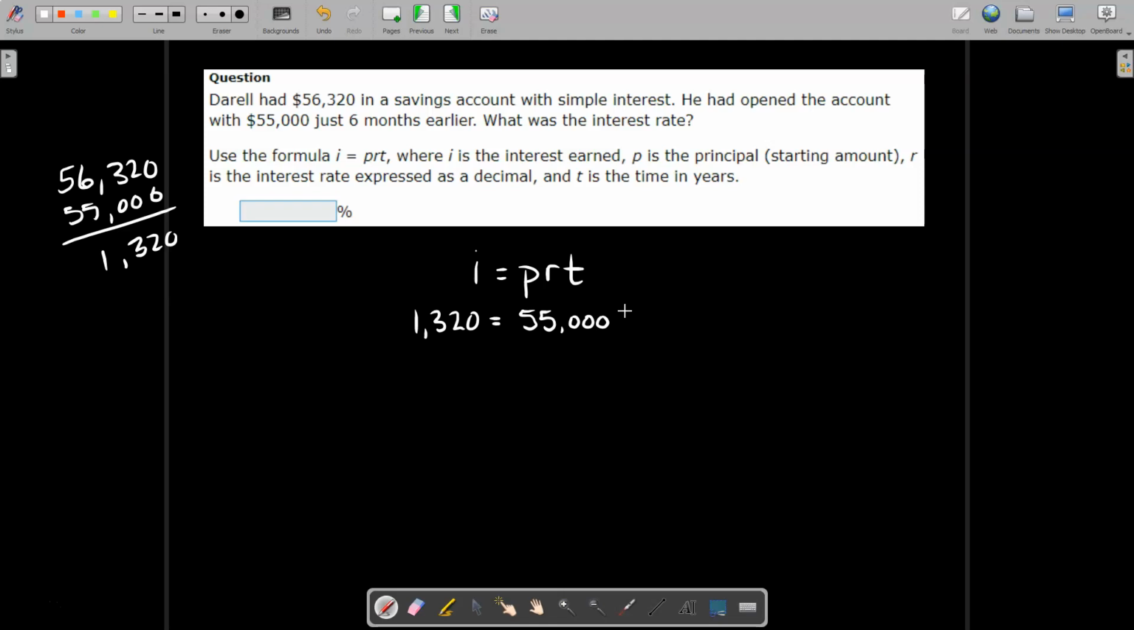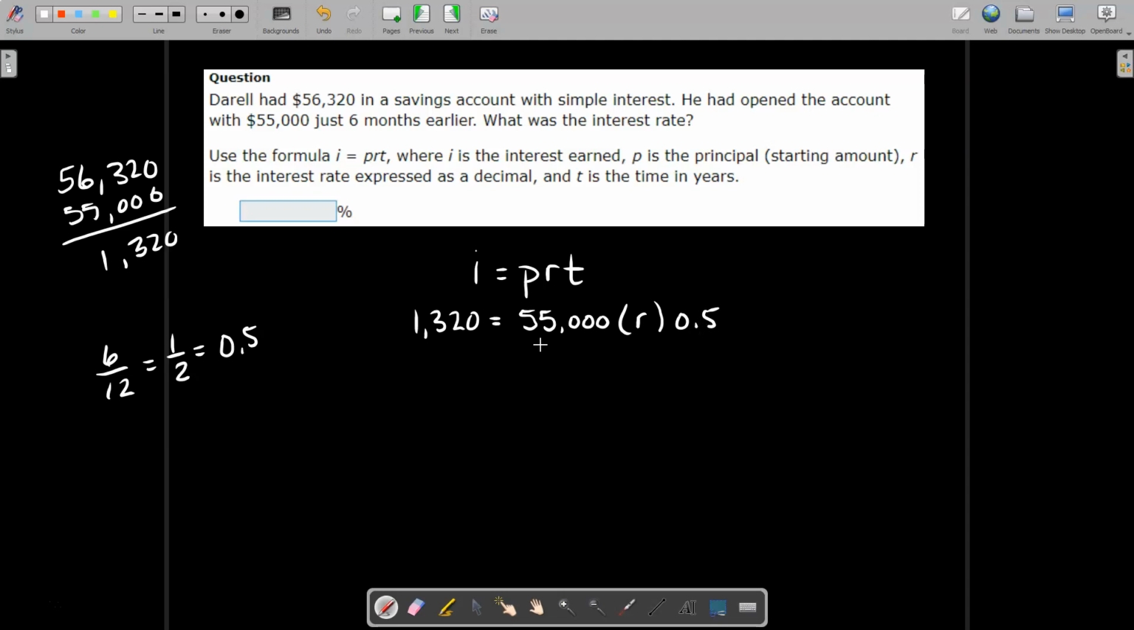And what is the interest rate? Rate is what we're trying to solve for. And it's over 6 months. So 6 out of 12 months. Well, hopefully you realize, oh, that's 1/2, right? And as a decimal, that's 0.5. 1 divided by 2 is 0.5. So we're going to put 0.5 here.